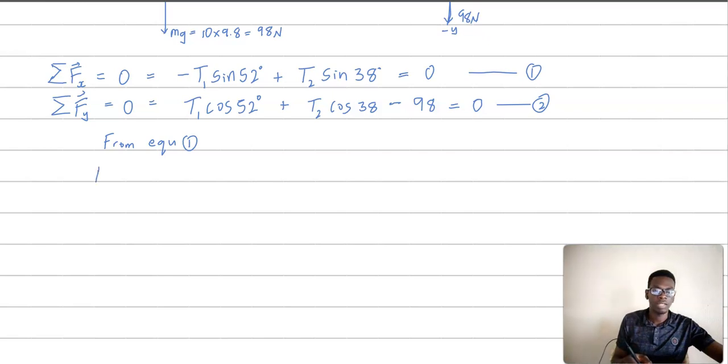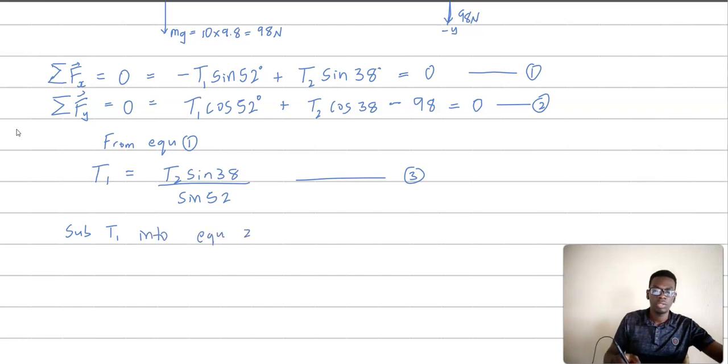We're going to have that T1 is equal to T2 sine 38 divided by sine 52. Okay, this is my equation 3. So we continue by substituting T1 into the second equation, equation 2.